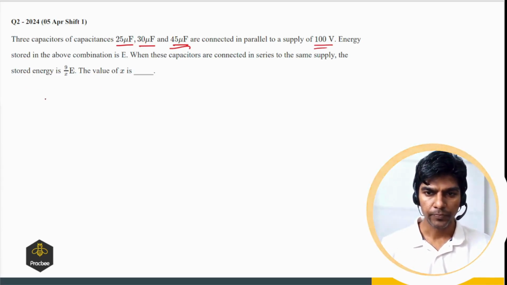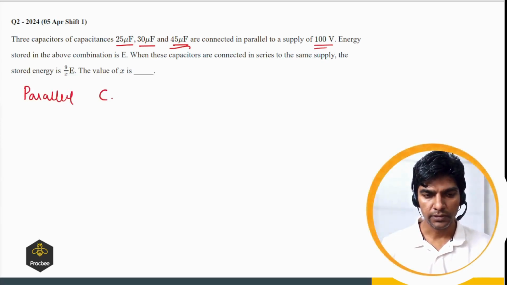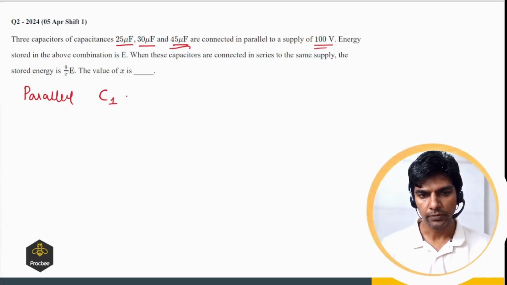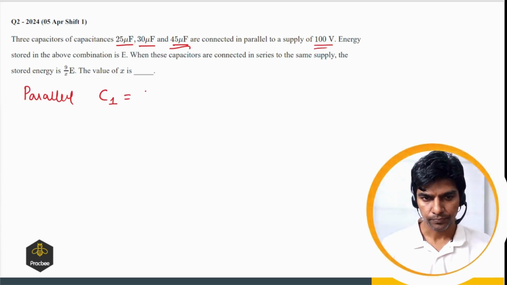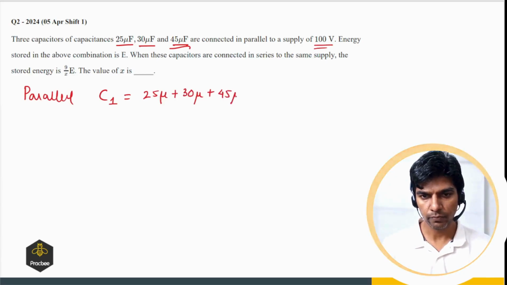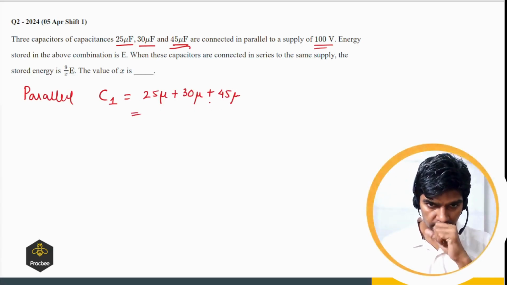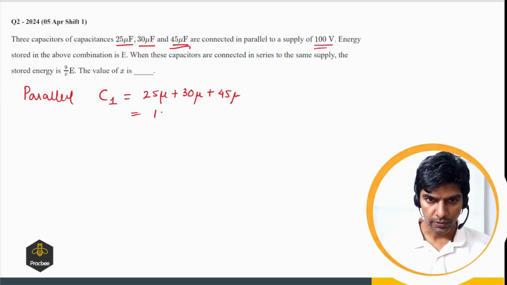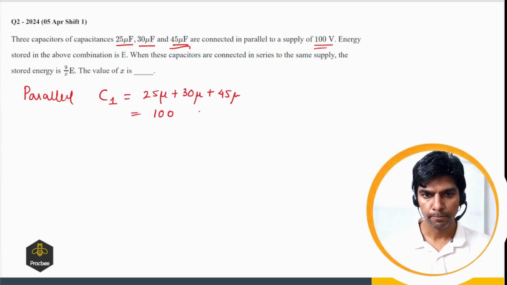So here when they are connected in parallel, C equivalent, let me call this as C1, will become 25 micro plus 30 micro plus 45 micro, which comes out to be 100 microfarad.